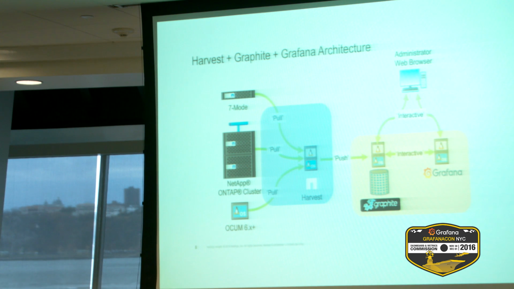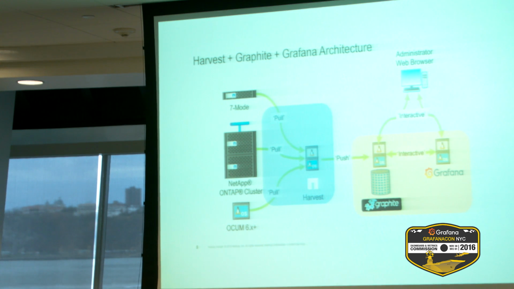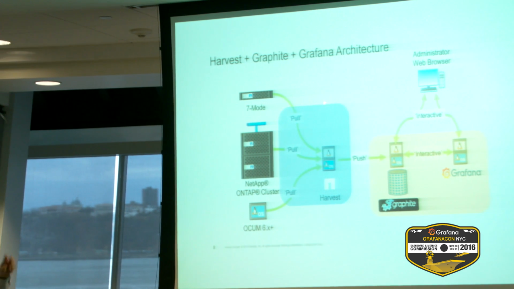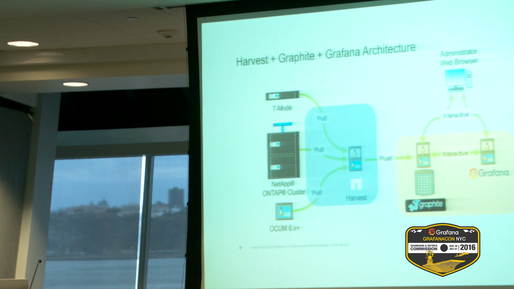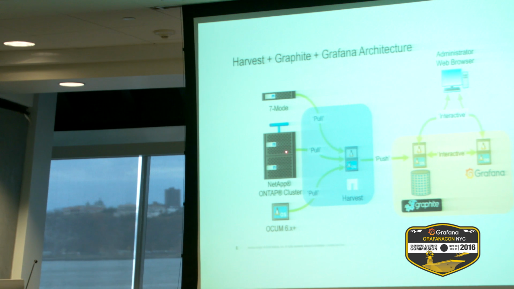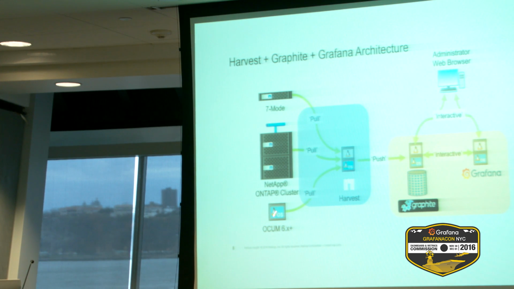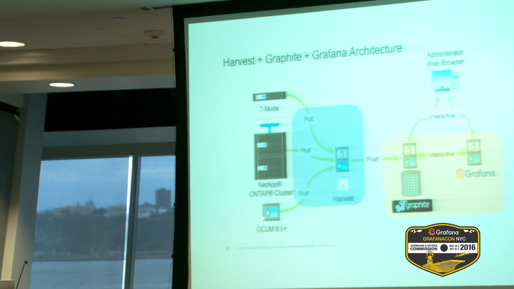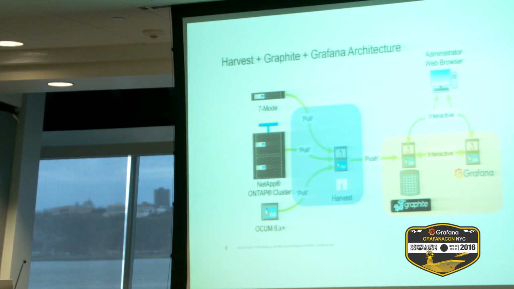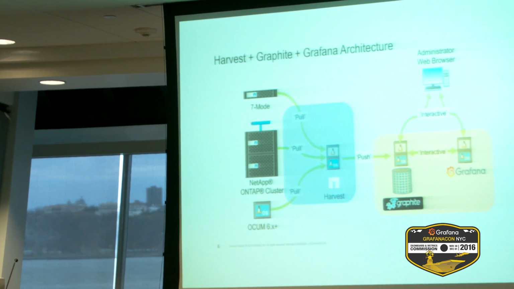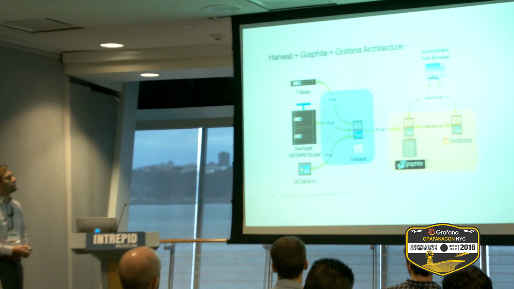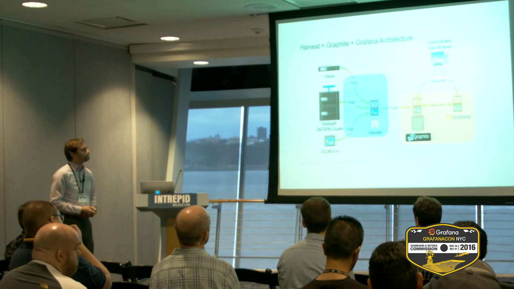And the reason is that Harvest is pulling any performance metrics from the box directly, in real time, kind of. And it's pulling capacity information from OCUM, because it would make no sense to collect that from the filer when OCUM already has that information. We'd rather pull from the management than pull from the filer for the capacity data that we don't need in really real time.